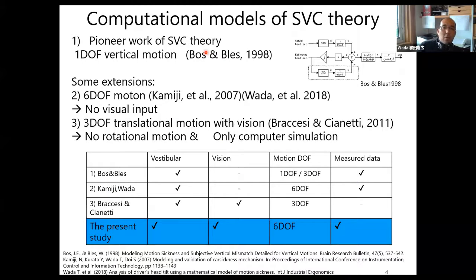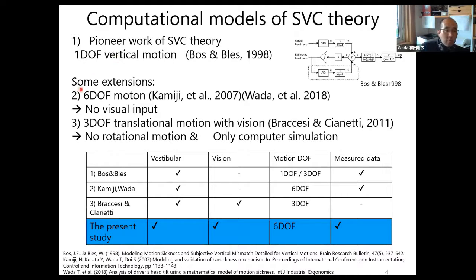As a pioneering work, Bos and Bles proposed a computational model of the SVC theory that can predict motion sickness data for one degree of freedom vertical motion. And this concept, or this model, has been expanded to more complex situations.